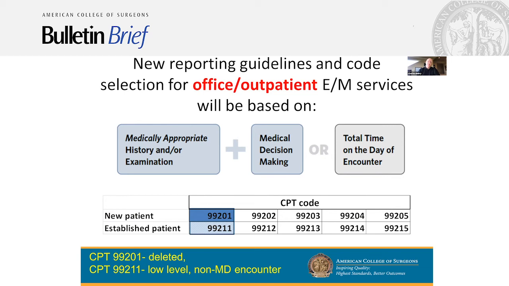Now there's another way to code for these, and that's the total time on the day of encounter. I typically don't think that's very applicable to surgeons because we can qualify for higher level coding based on the level of medical decision making that we typically make. So while we have references to this, I'm not going to talk about that today. Lastly, there have been changes for the office and outpatient codes. 99201 has been deleted, and so that no longer will be there. And the established patient 99211 is now typically reserved for nursing encounters, low-level medical decision making without a physician being there. So really it now cuts down to just 8 codes we have to worry about.